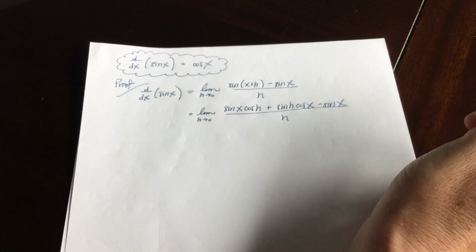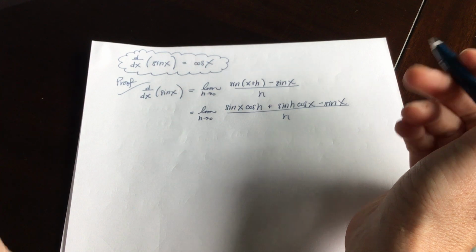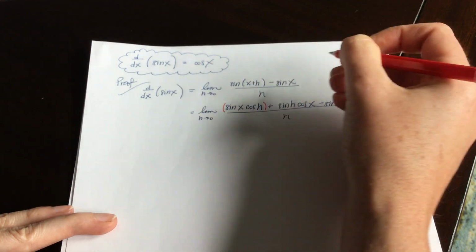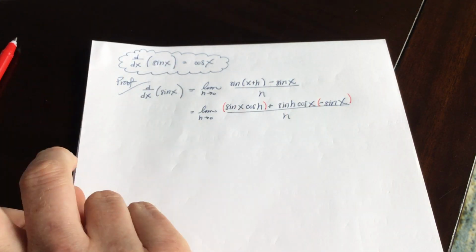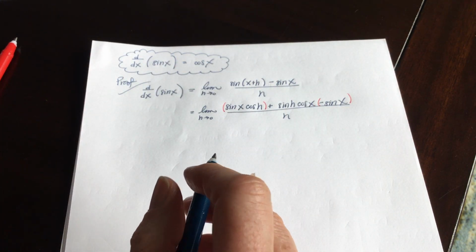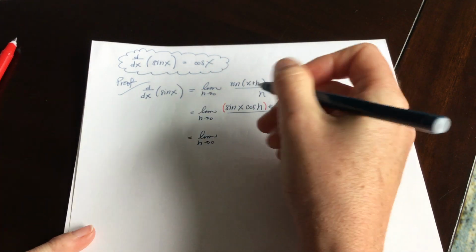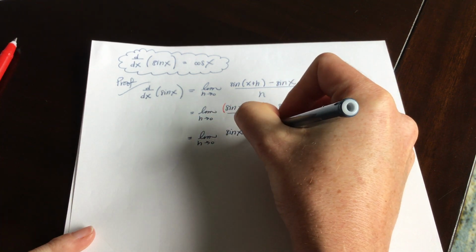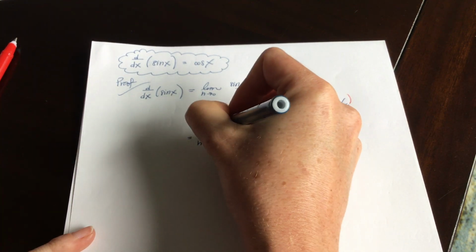And then it's all over h. All right, my friends, next we are going to regroup this. In the next step, you're going to see me group sine of x times cosine of h with negative sine of x, and then the sine of h cosine x will be by itself. So this would be the same as the limit as h goes to 0 of sine of x times cosine h minus sine of x, as promised. We're going to put these two together over h.